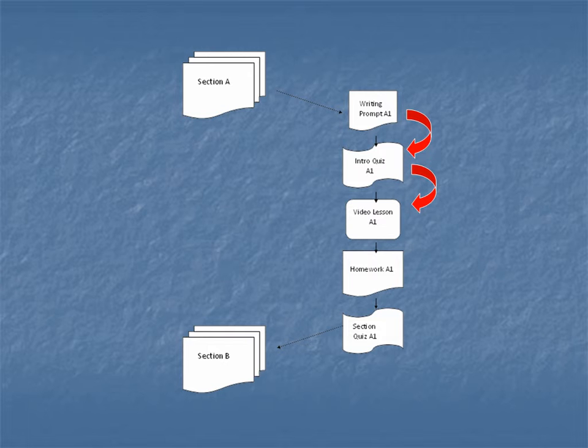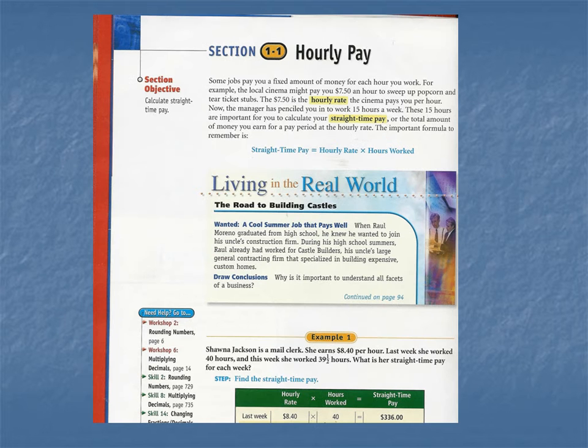Once you're done with that, you'll watch a video lesson. Once you're done with the video lesson, you'll go ahead and do some homework, and the homework is actually the section quiz. You've got to get all the homework questions right in order to be able to release the following section. You with me? So we've got chapters and we've got sections. Let's take a look at some of the nitty-gritty.